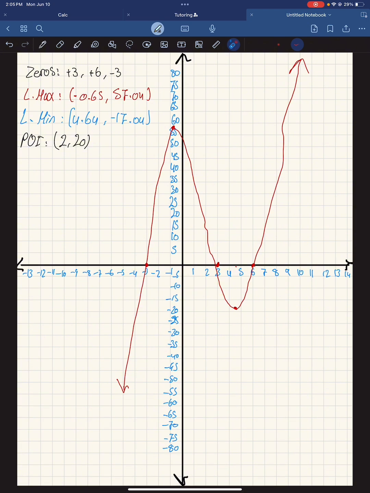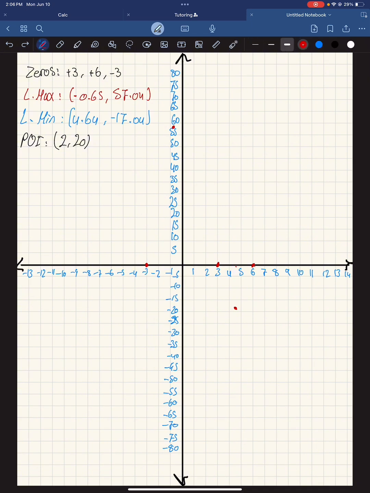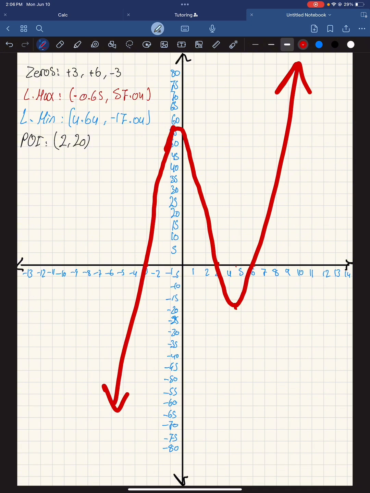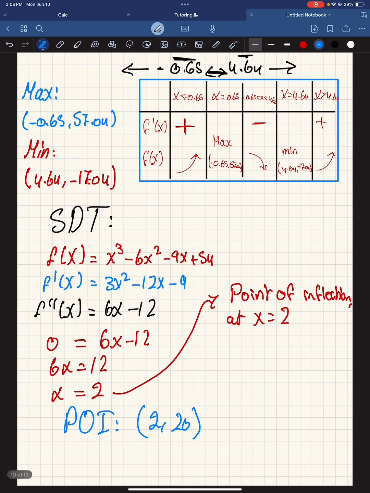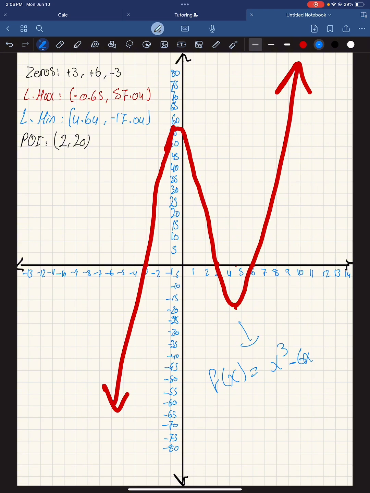Of course, your graph can look neater. I'm going to try to draw that in a second, a lot neater. But this is what the graph should look like. And it's going to look something like this. And this is the graph of f of x equals x cubed minus 6x squared minus 9x plus 54.